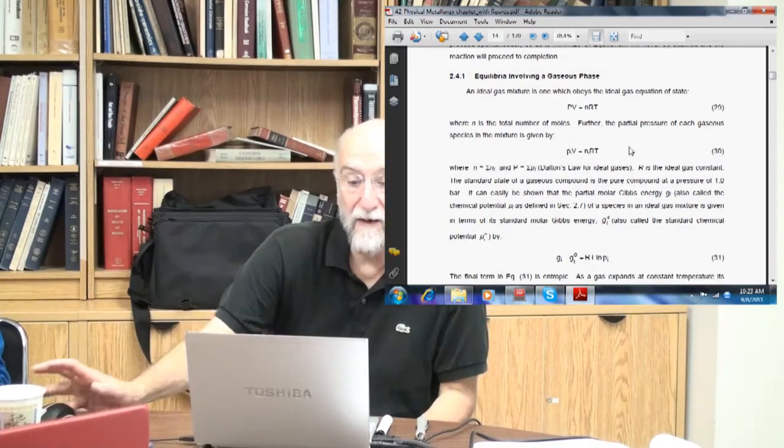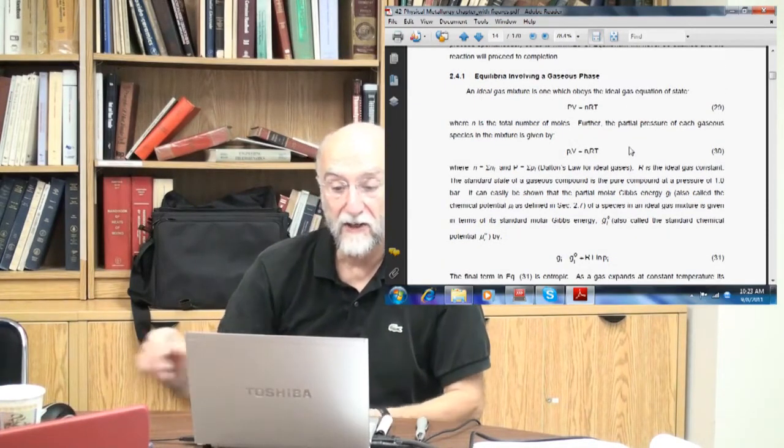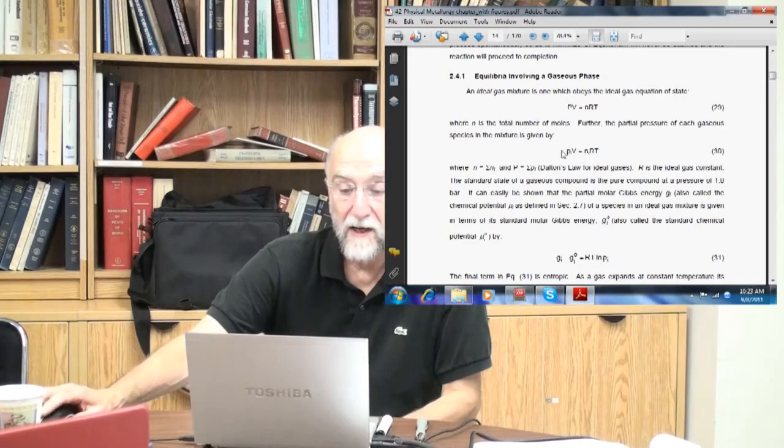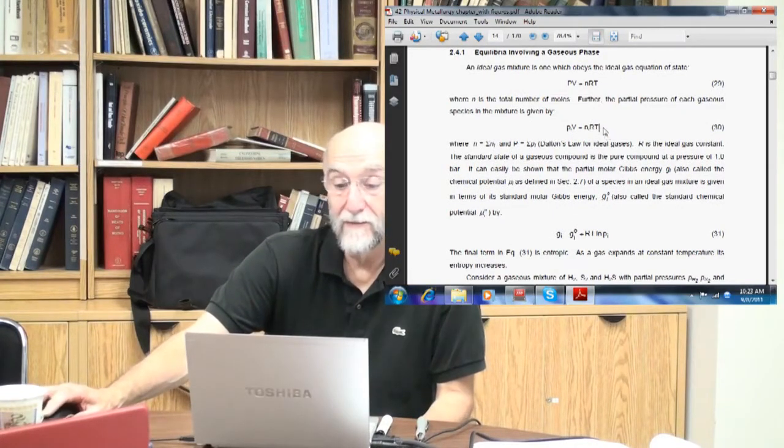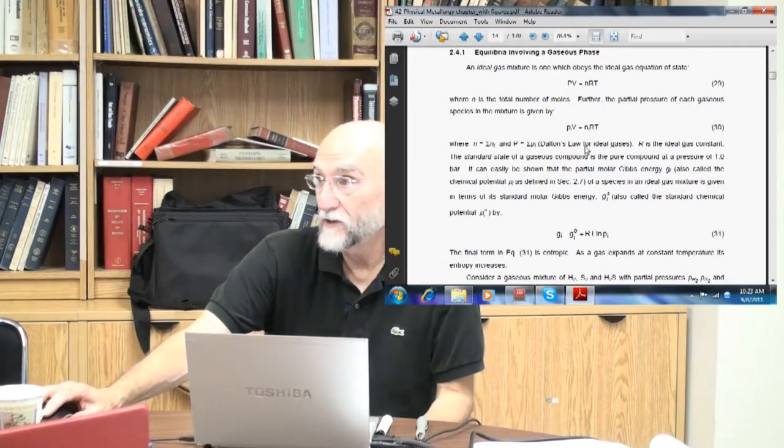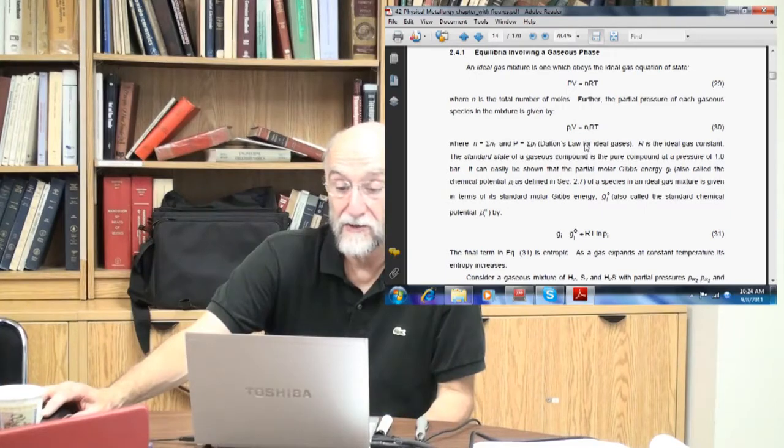Okay, now suppose we have an equilibrium involving a gas phase and an ideal gas mixture. PV is nRT. Furthermore, the partial pressure of each gaseous species is given by Pi, where Pi is the partial pressure and Ni is the number of moles of that particular gas. And this is Dalton's law then. If this is true, if total pressure is sigma Pi, then that's Dalton's law, as we said yesterday, because for an ideal gas it isn't necessarily true.